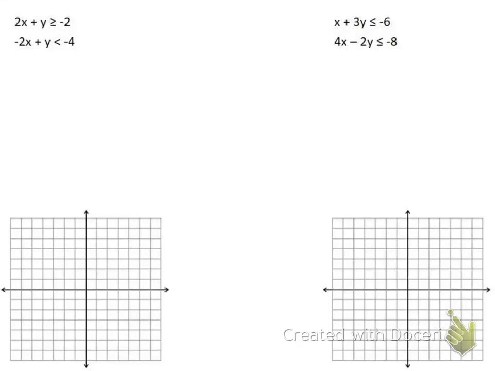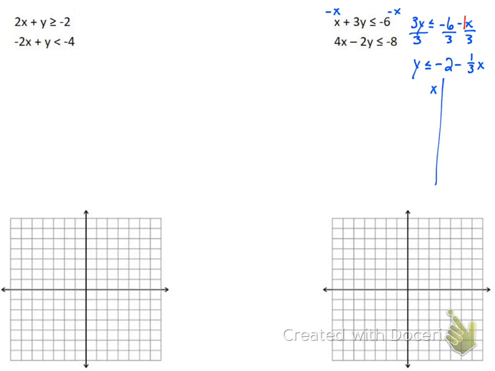So for this next problem, I'm going to do the one on the bottom right of the notes. I'm going to subtract the x to the other side, get 3y is less than or equal to negative 6 minus x, and then divide everything by 3. When I do this, just be careful. I get y is less than or equal to negative 2, and then minus 1/3 x. There's an invisible 1 in front of that x, and so make sure I write it as 1/3 x.